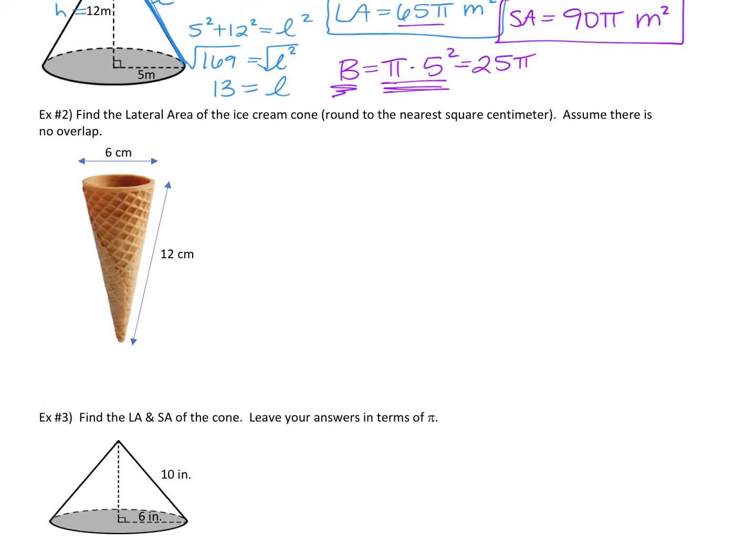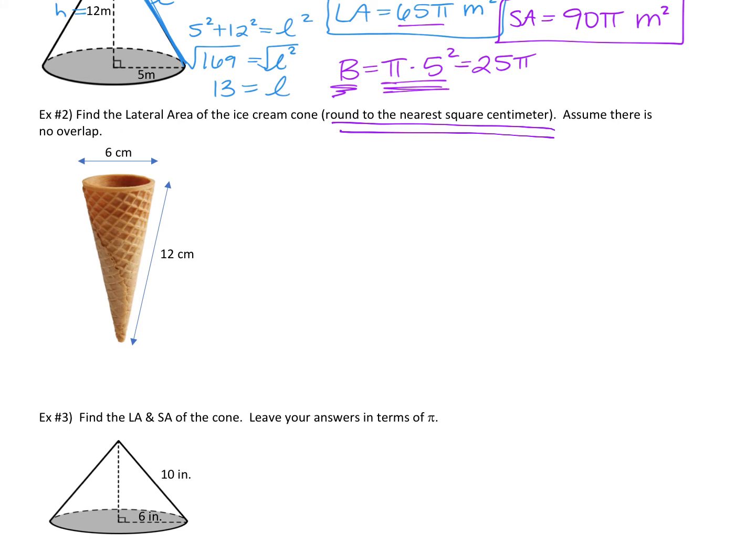Example 2. This says find the lateral area of the ice cream cone. Basically, how much material would you need to make this cone if there was no overlap, right? You don't want surface area because then you can't put the ice cream in. You want lateral area, okay? And we're going to round because it's a real world problem.